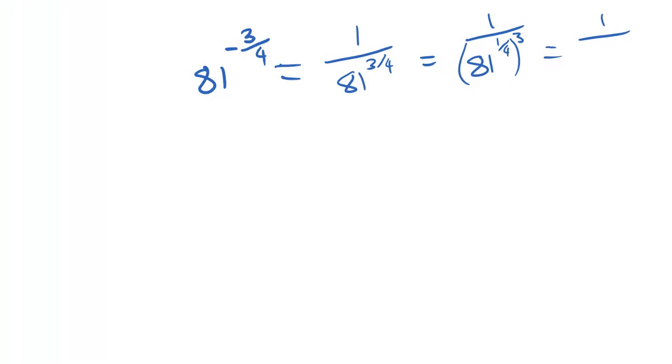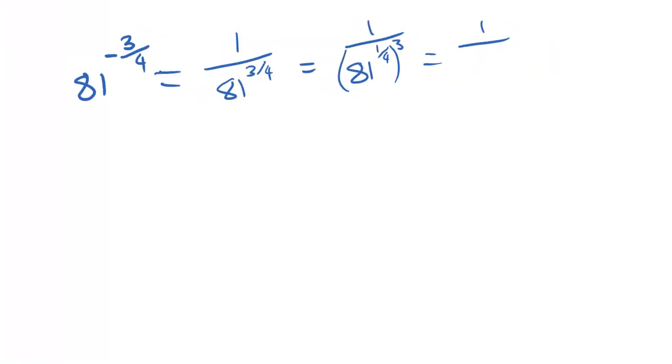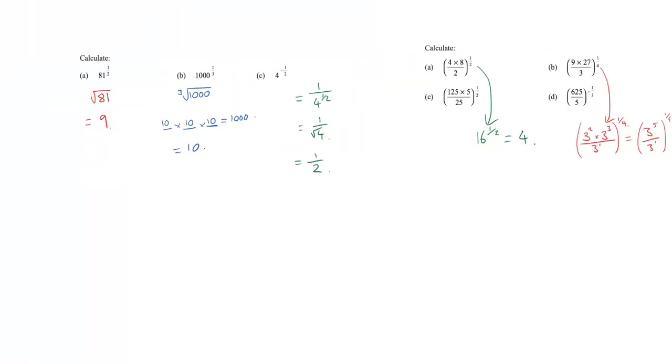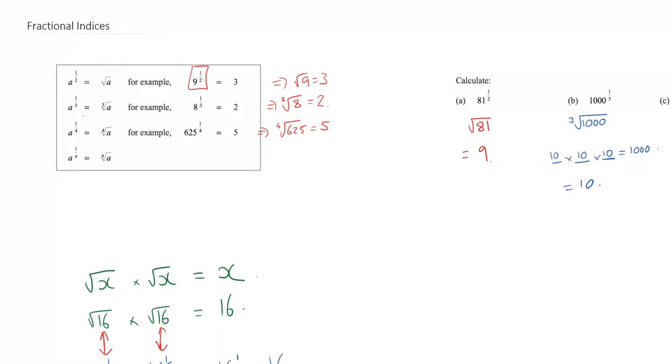From here, we now need to think, well, what number multiplies by itself 4 times to make 81? And if you don't know this, start guessing, start thinking. It's going to be a small number. This one's going to be 3. 3 times 3 times 3 times 3 is 81. So we're going to have 3 cubed. And then finally, of course, 3 times 3 times 3 is 27. So my final answer here is 1 over 27. Okay, I hope this helps you to understand fractional exponents and to combine them as well with negative exponents.